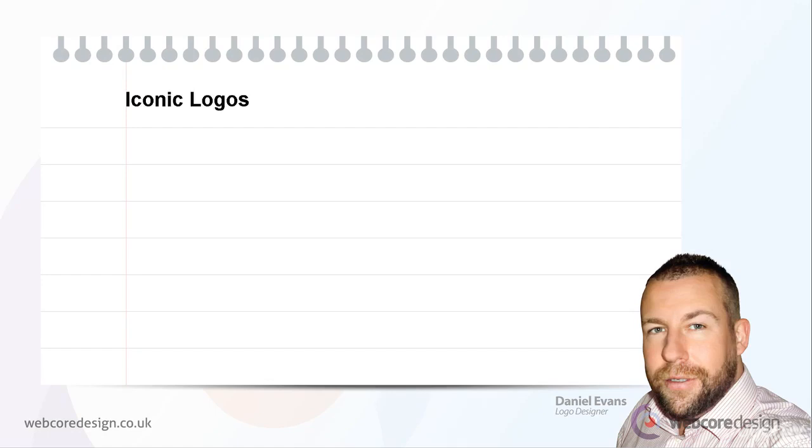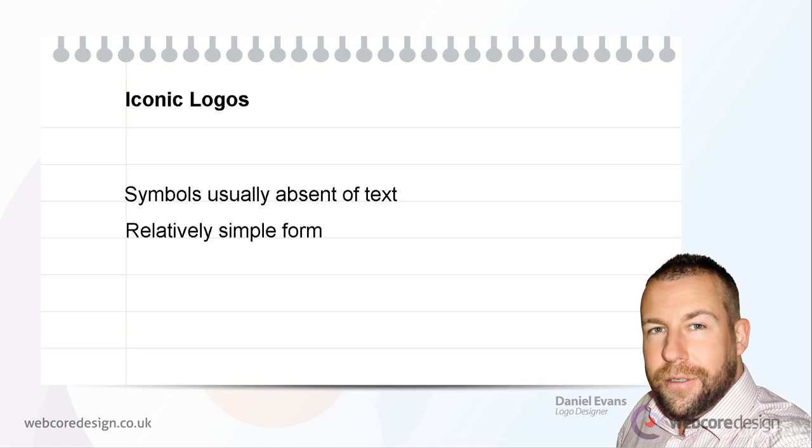Iconic logos are symbols which are usually absent of text. They're relatively simple in form, which in turn makes them easy to recognise. Iconic logos are also easily married with text.